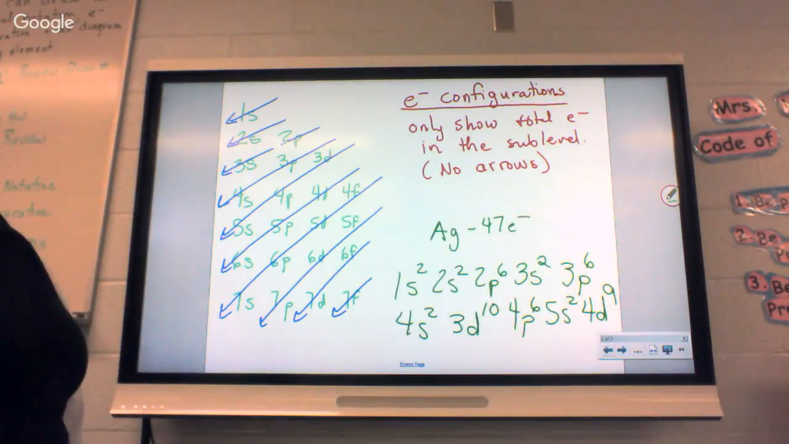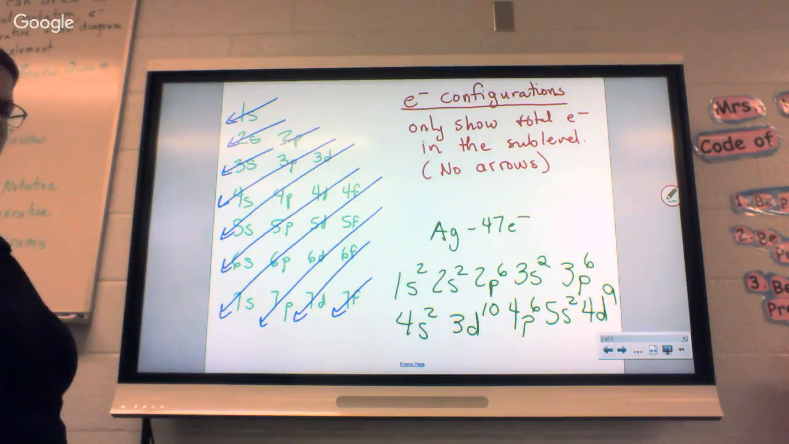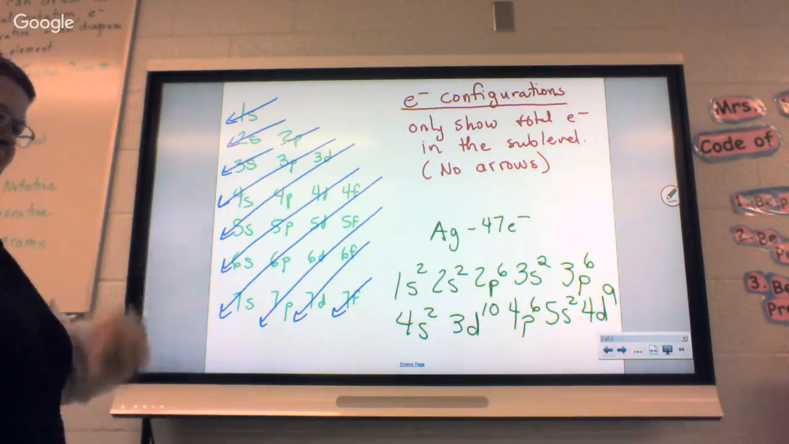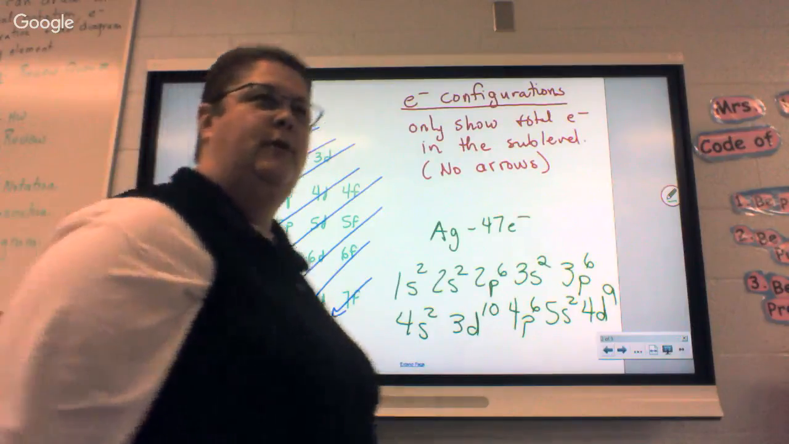Question. What are you talking about if you go over? Yeah, because 4D9 is not 4D10. It's not over. D can have 9 electrons.